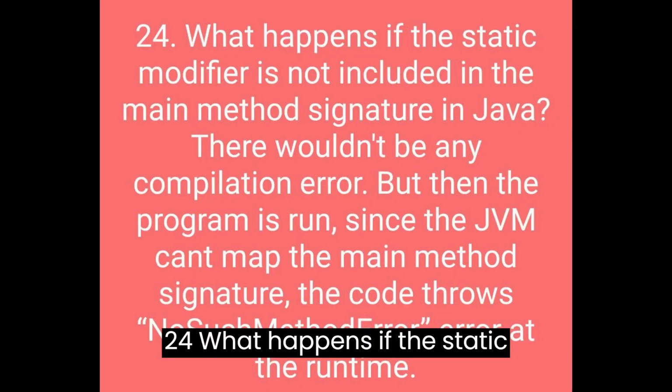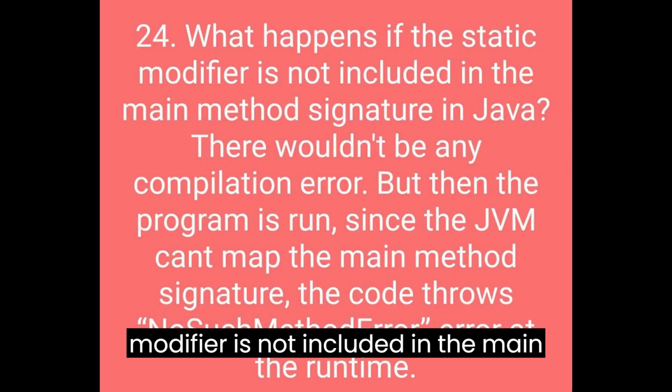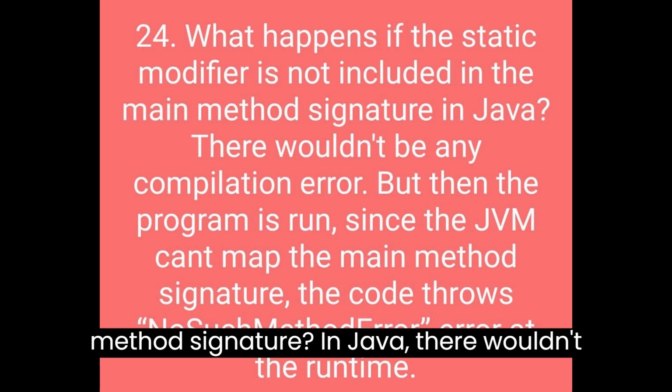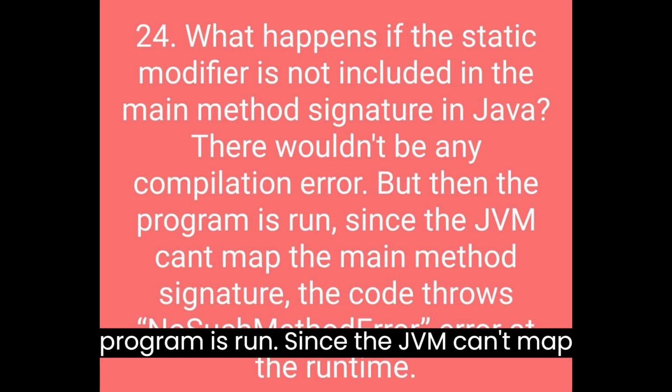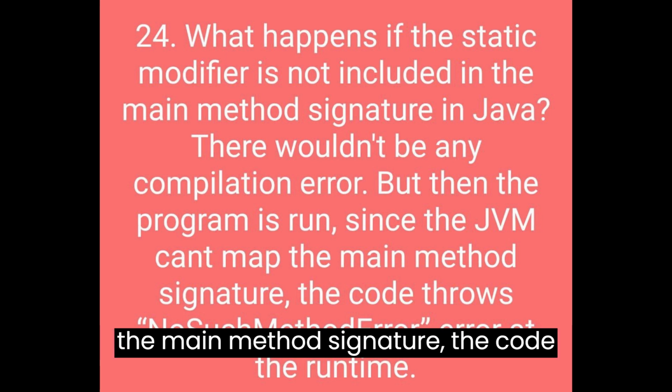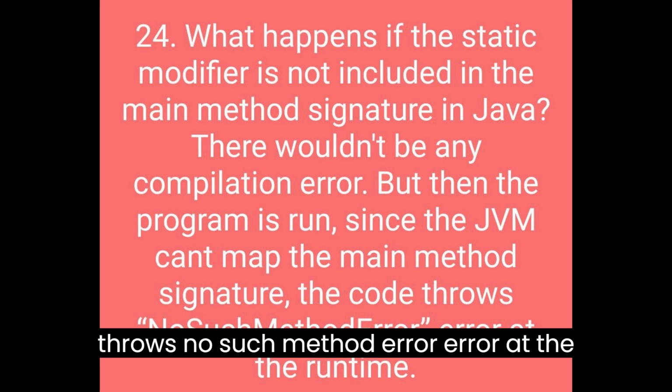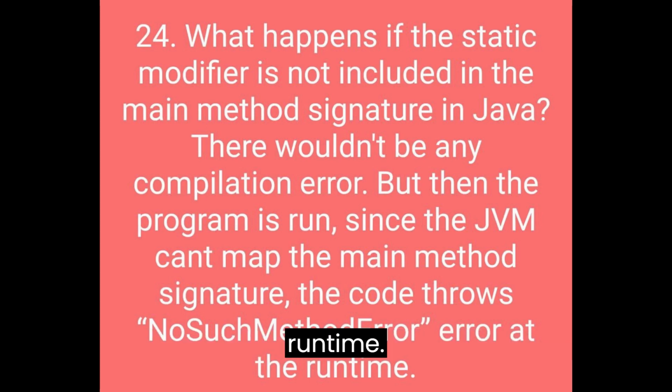24. What happens if the static modifier is not included in the main method signature in Java? There wouldn't be any compilation error. But when the program is run, since the JVM can't map the main method signature, the code throws a NoSuchMethodError at runtime.